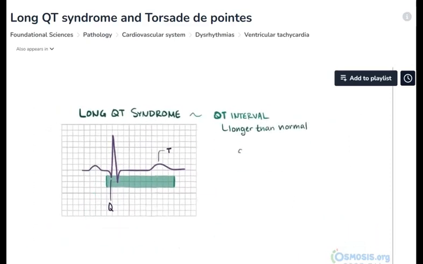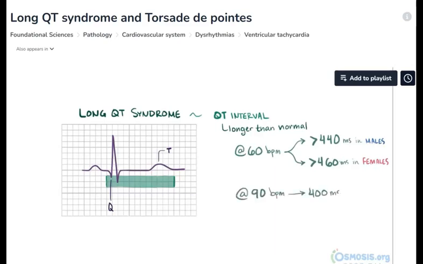In fact, for a heart rate of 60 beats per minute, the QT interval is generally considered to be abnormally long when it's greater than 440 milliseconds in males or 460 milliseconds in females. If you measured someone's QT interval at a different rate though, say 90 beats per minute, and it was 400 milliseconds, you can't really use that to compare to these values at 60 beats per minute, since the QT interval changes depending on the rate.